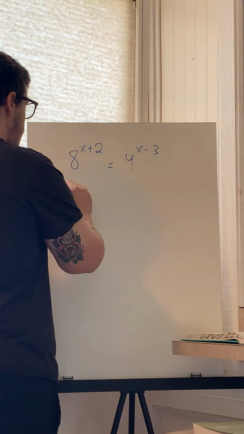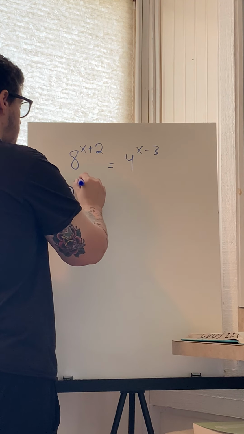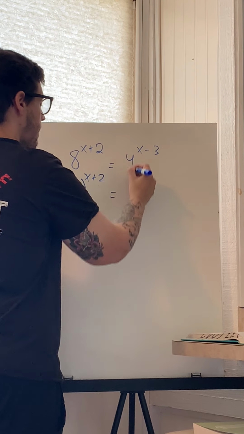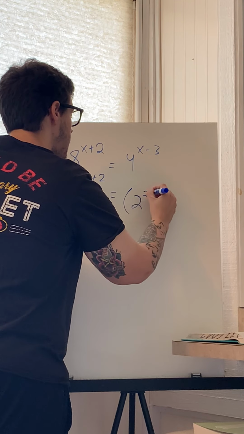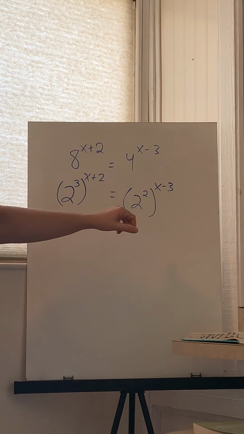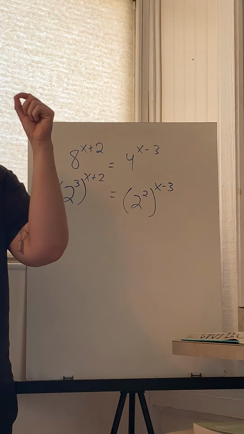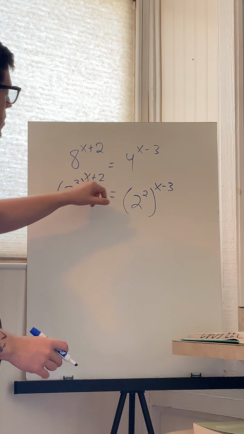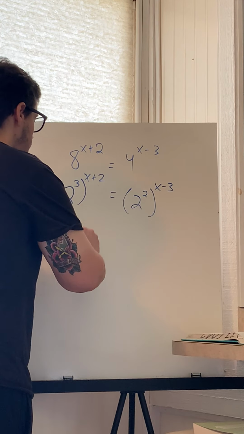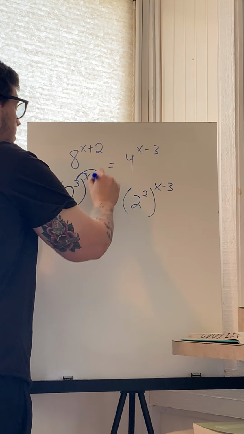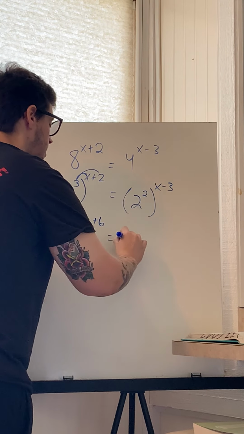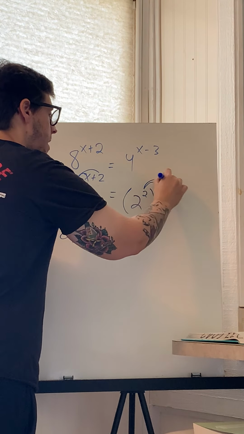So 8 is 2 to the third. So we'll write 2 to the third, and then this exponent will stay the same. 4 is 2 squared. And when you have this, remember one of our very first basic exponent rules was when you raise a power to a power, you multiply those powers. So this becomes 2 to the 3x plus 6. And this one becomes 2 to the 2x minus 6.